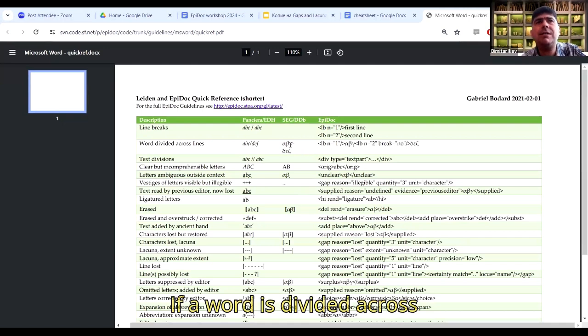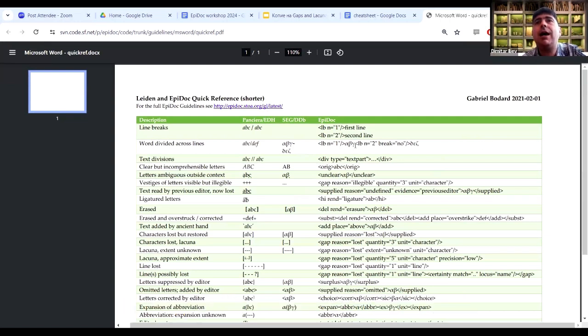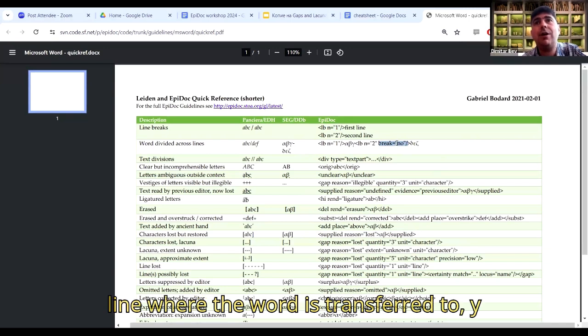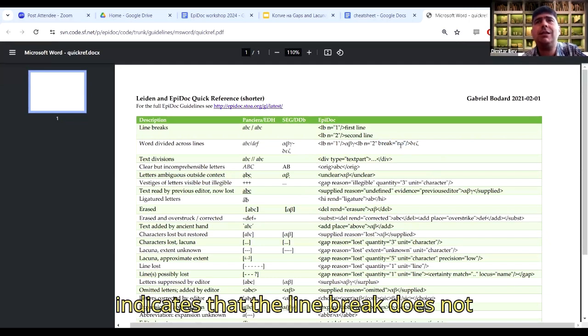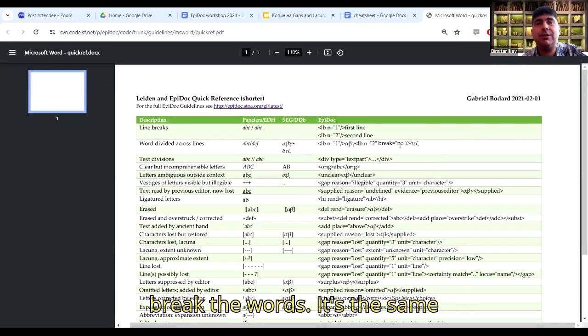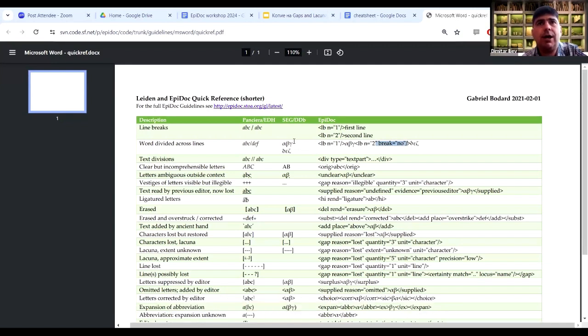If a word is divided across lines, which usually is indicated by a small dash in epigraphic as well as in other texts, as an additional attribute to the second line where the word is continued, you add break with value no, which indicates that the line break does not break the word. It's the same word, and this attribute break equals no gives you in the visual output this dash.